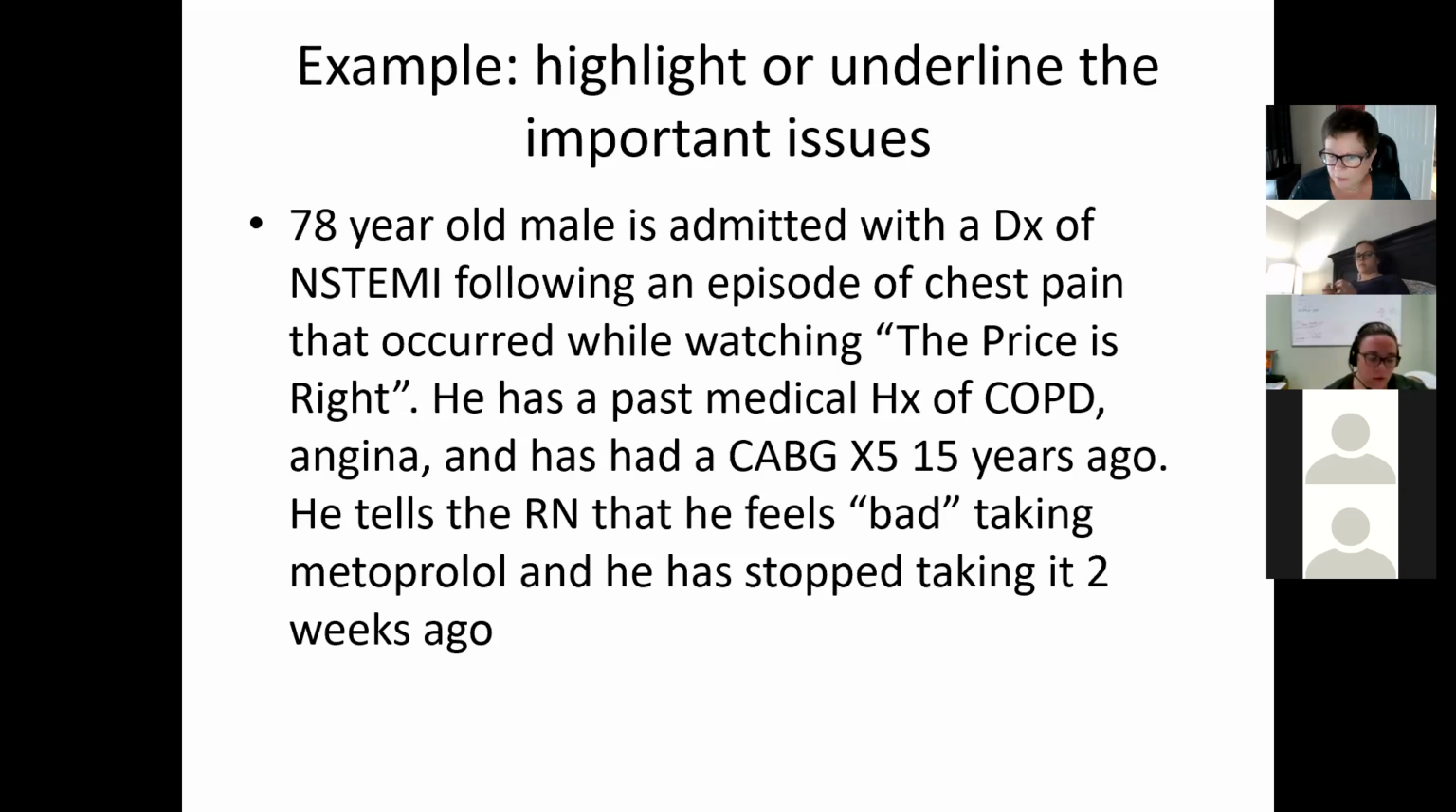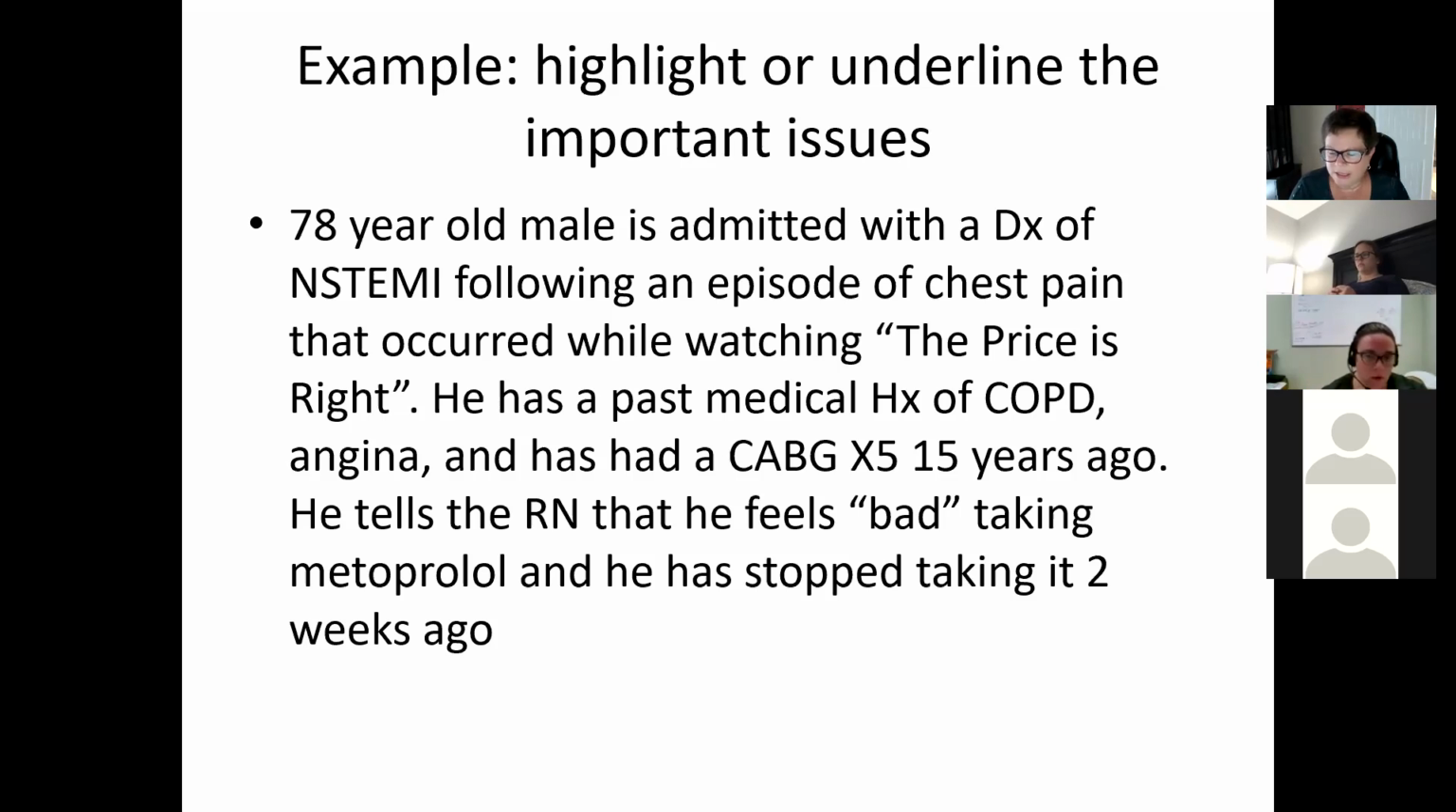He had pain at rest. He's had a previous CABG, and he stopped taking his metoprolol 2 weeks ago. That's significant. So I need to investigate why he feels bad. Like, what were his symptoms?